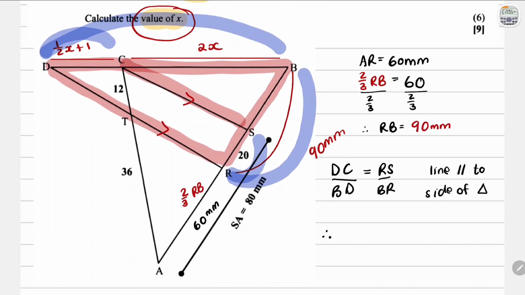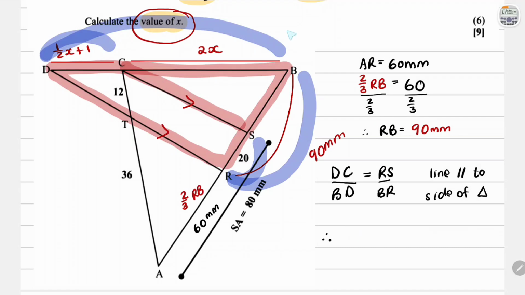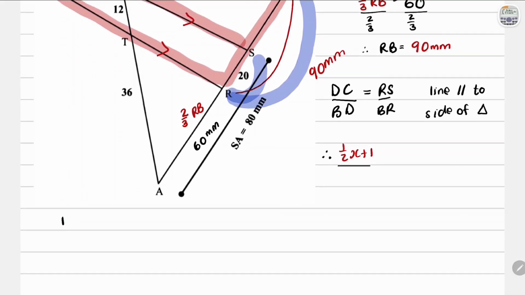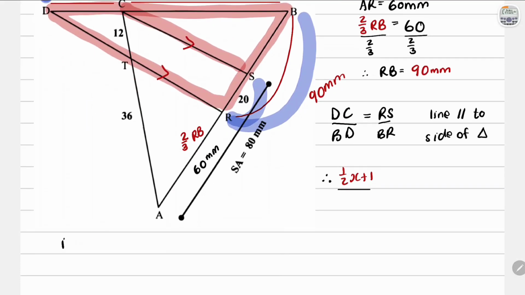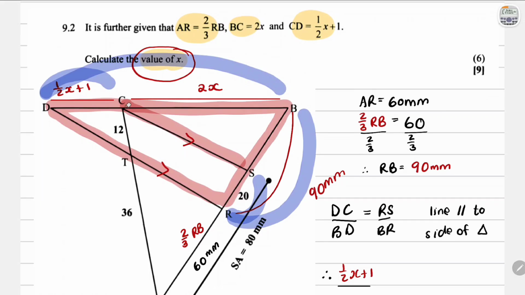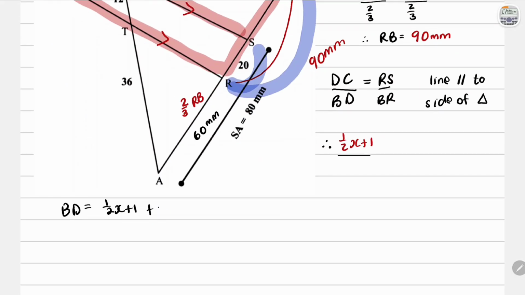So DC is what? DC is a half x plus 1 over BD. Now BD is the full length, so from here all the way to there, we can actually just calculate what exactly that is. So BD is equal to that half x plus 1 plus the 2x. So that's the whole length of BD. So that is plus 2x.